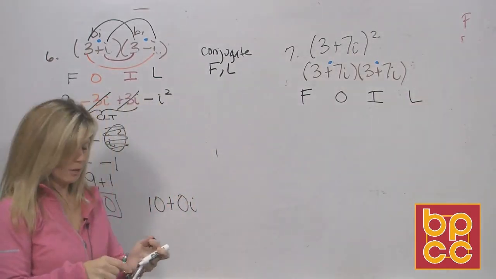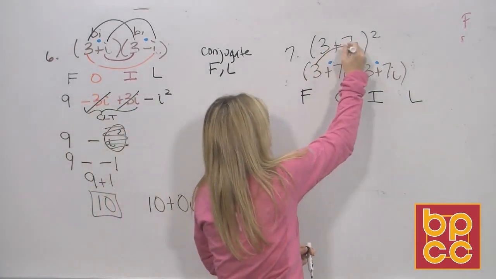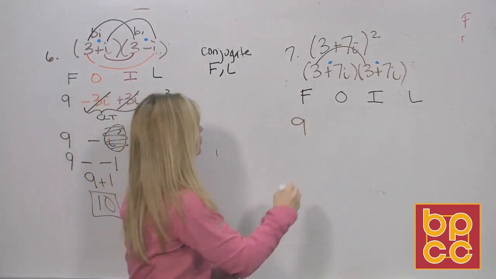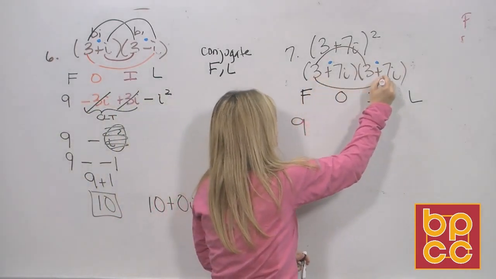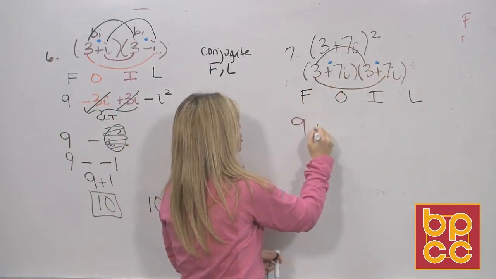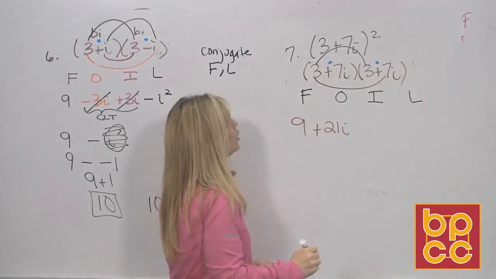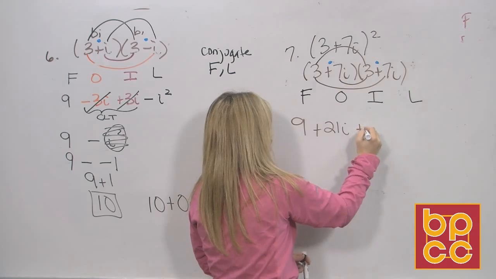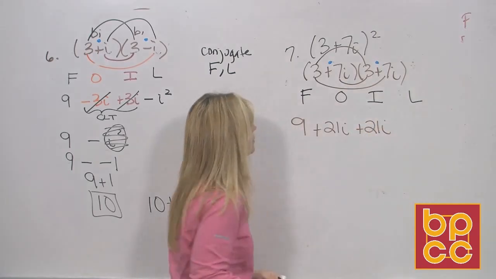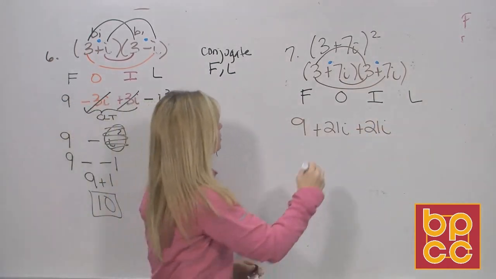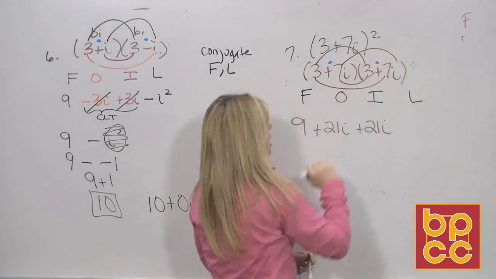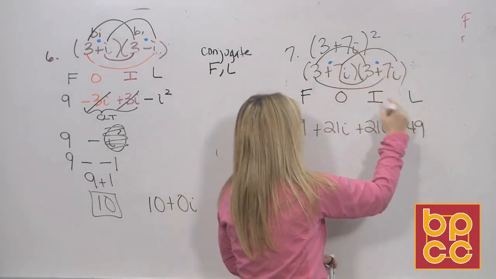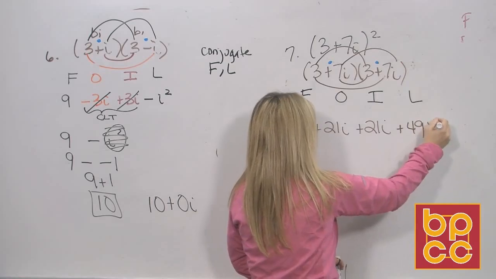Who is first here? Good. It's 3 times 3, which is 9. Who is outer? 3 times 7i, which is 21i. Who are my inners? 7i times 3, which is also 21i. Who is my last? 7i times 7i. Well, 7 times 7 is positive 49. I times I is i squared.